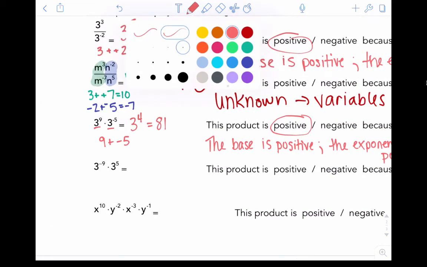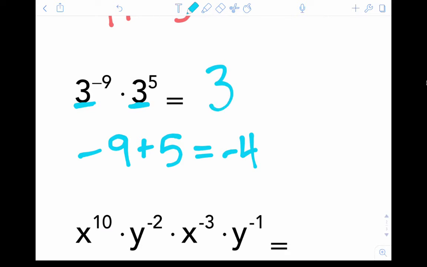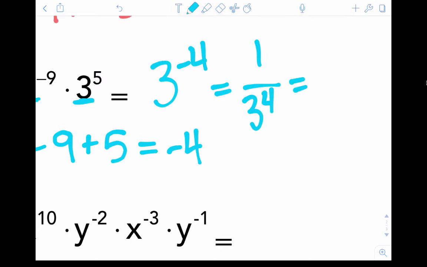Going on to the next problem, 3 to the negative 9th times 3 to the 5th. It's very similar. I'm multiplying with the same base, so I'm going to add the exponents. Negative 9 plus 5 is negative 4. So now I have 3 to the negative 4th. I have a negative exponent, so I cannot leave my answer like this. My negative exponent tells me I'm going to take the inverse. So I need to take this as 1 over 3 to the 4th, which I know 3 to the 4th is 81, so 1 over 3 to the 4th is 1 over 81.